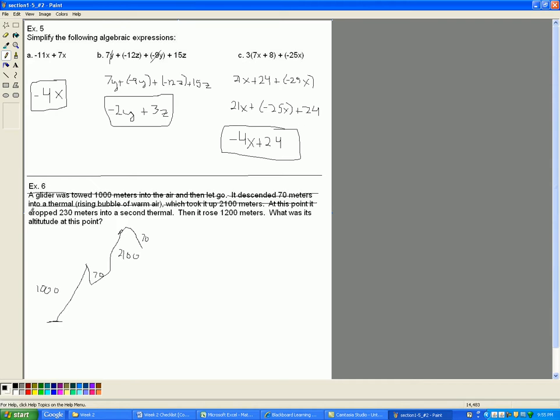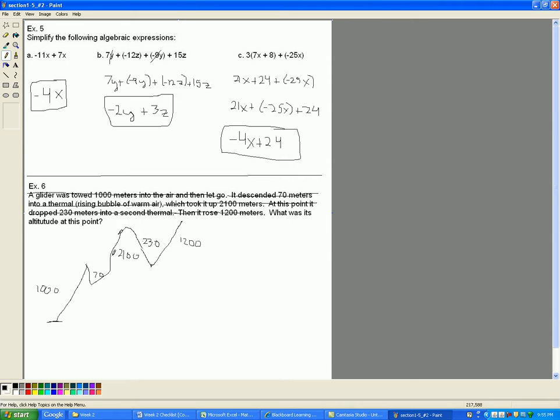At this point he dropped another 230 in the second thermal. I misread. So the second drop was actually a little bit bigger. It was 230 meters. So he dropped. And then that one eventually rose him another 1,200 meters. What was its altitude at this point?